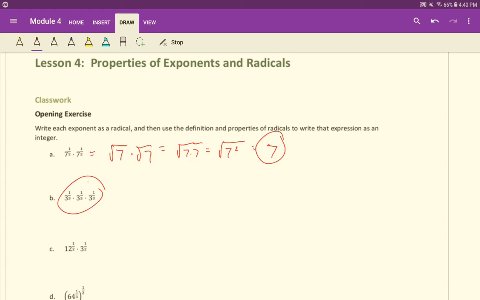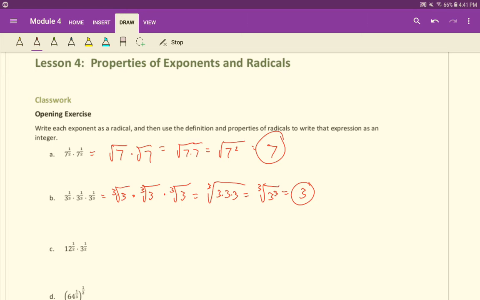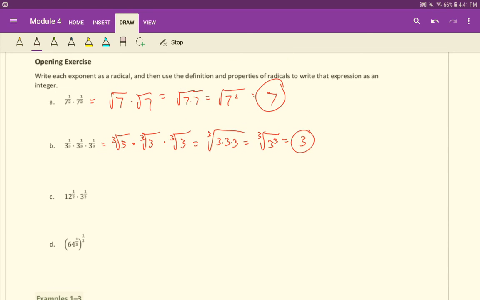Okay, let's try here with the 3's. Since we have 3 for our denominators, that means we are talking about cube roots. So it's the cube root of 3 times the cube root of 3 times the cube root of 3. Because again, they're all underneath the cube root, we can multiply them, and it'll be equal to the cube root of 3 times 3 times 3, or the cube root of 27. Or the cube root, I should say, of 3 cubed, which will give us 3. Okay, let's continue here.